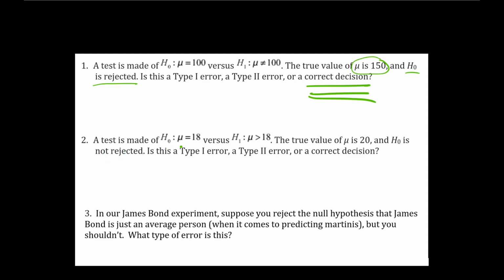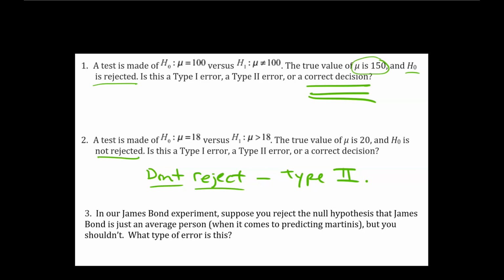A test is made where the null is that the mean is equal to 18 versus the alternate is that the mean is greater than 18. The true value of the mean is 20. So before we even read any further, if the true value of the mean is 20, should we be rejecting the null and accepting the fact that the mean is greater than 18? Yes, you should be. But look, the null is not rejected. So if we don't reject the null, but we see in the description of this problem we should, there's those 2 words. If we don't reject the null when you should, that is an example of a type 2 error.